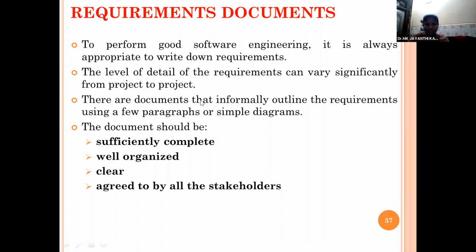There are documents that informally outline the requirements using a few paragraphs or simple diagrams. The requirements document may be written in English-like statements, or algorithmic statements, or we can have some small diagrams that represent our requirements. It should be sufficiently complete, well organized, and clear to understand, and agreed to by all the stakeholders. So the requirements document should be easy to understand, well organized with all the parameters, clear to read and write, and acceptable to all the stakeholders of the project.